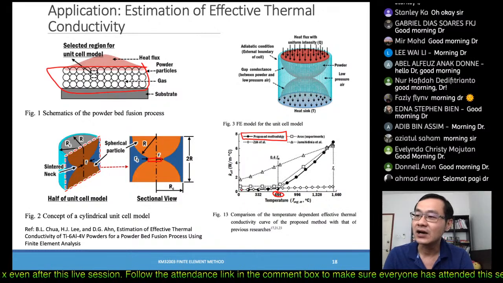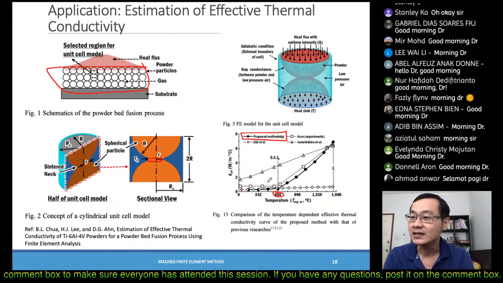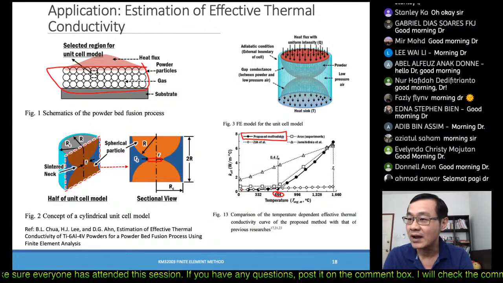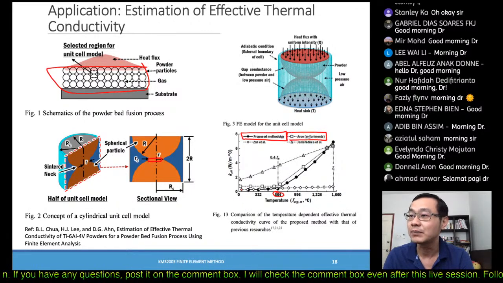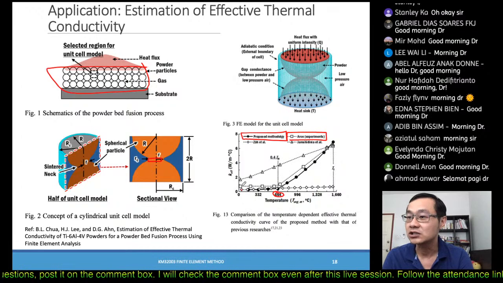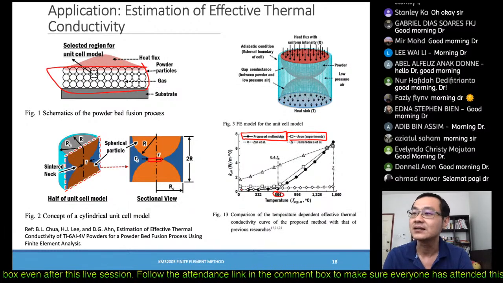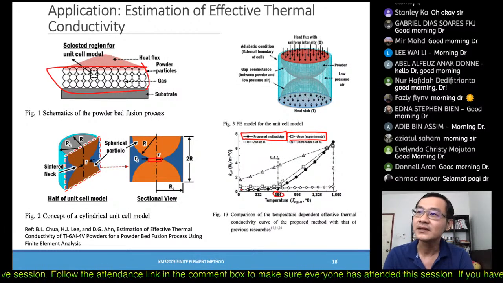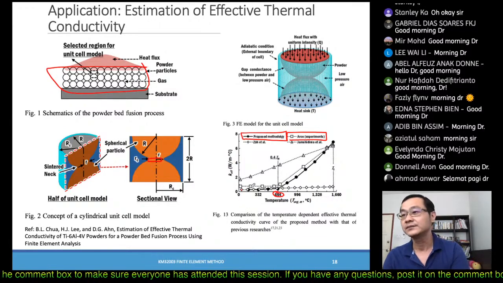Therefore the thermal conductivity tremendously increases as the temperature increases. And this very closely matches the experiment conducted by researcher Arch, the square dot. So we can use this method to predict the effective thermal conductivity of the powder, right?